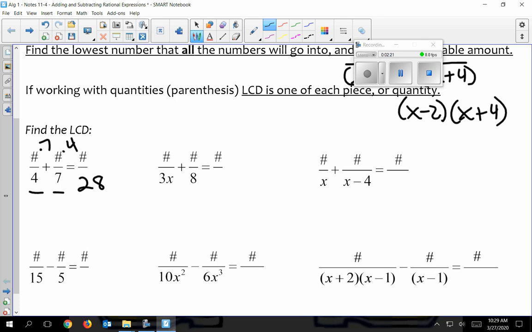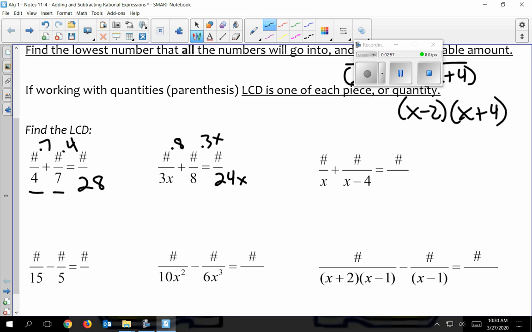Here I have something a little bit different now. I have a variable and just a regular number, but they still could go into something that's the same. Basically, 3 and 8 go into 24, and I'm going to have to keep that x. I can't just get rid of it, so that becomes my common denominator. So this one, whatever was on the numerator on top, I would have had to multiply by 3x also. Here, I would have had to multiply this by 8. Just remembering what we need to do there.